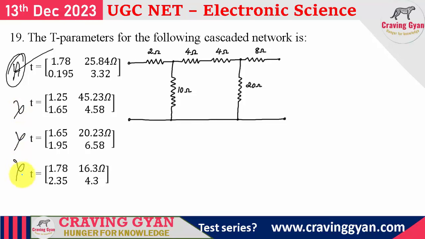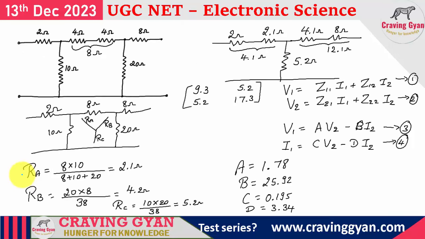So in this, how I have solved is, directly I have made use of conversion to Z parameters. Two T networks are connected in cascade. If you know the equivalent value, straight away you'll be getting the answer.